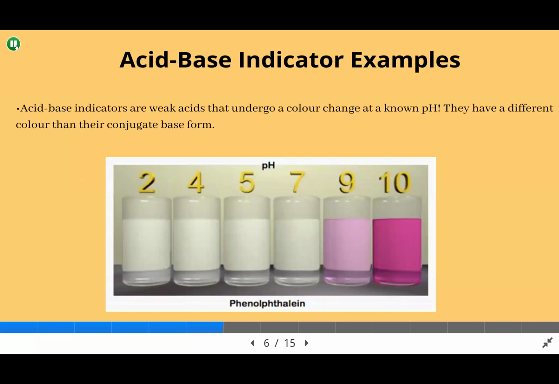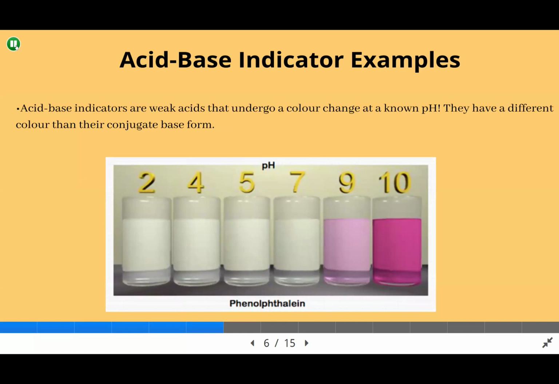We talked a little bit about this in the last lesson, but there are certain indicators that we use in a titration called acid-base indicators. They are weak acids which undergo a color change at a known pH, and they have a different color than their conjugate base forms.